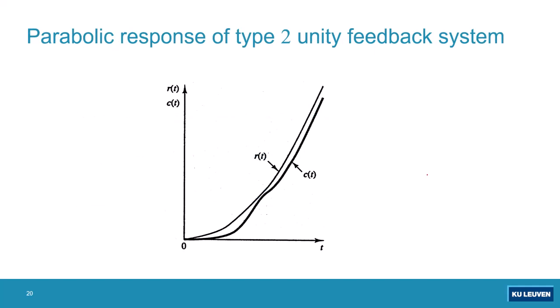So this is a typical response of a type 2 system if a unit parabolic input is given. This is the unit parabolic input, and the bold black curve here is the response. As you can see here, when the steady state is reached, we will have a constant steady state error.